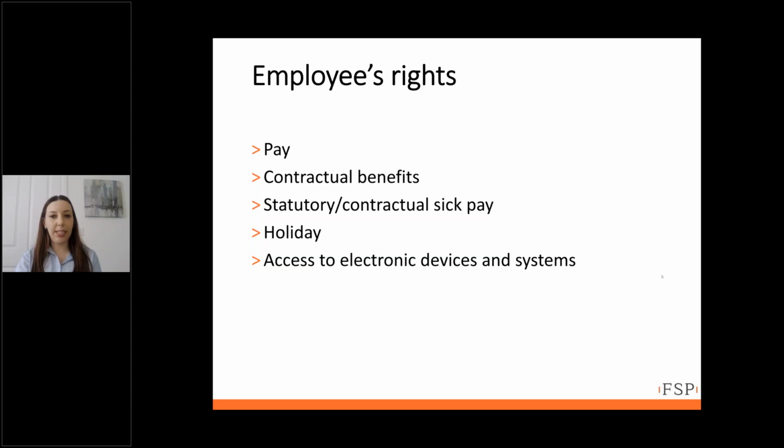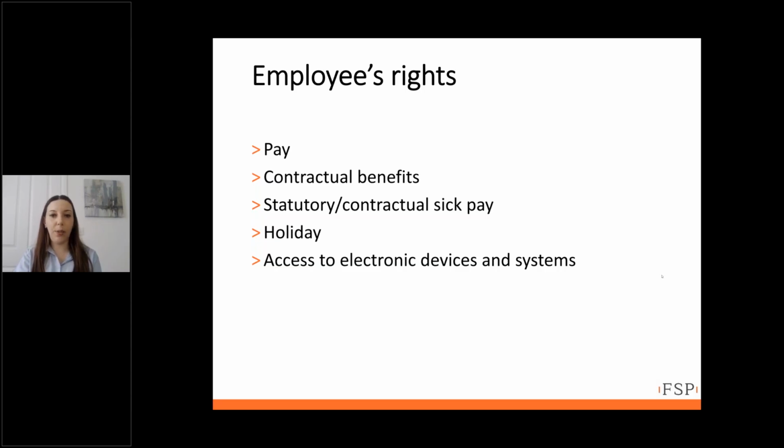If an employee is sick during suspension, they should be paid statutory or contractual sick pay, depending on what the employer does or is contractually obliged to do. But the employer should also check the employee's contract, because it could say that they're entitled to full pay during suspension, even if they're sick. An employee can take holiday during suspension if their employer agrees.